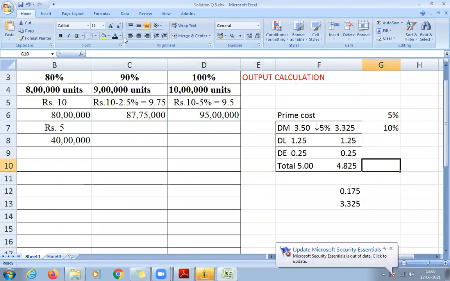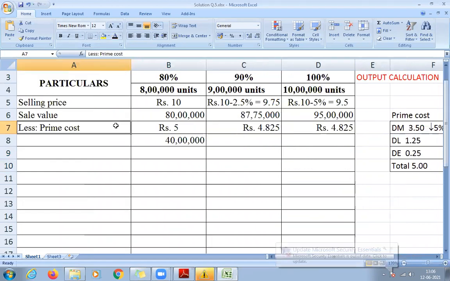So now you write 4.825 in all the columns and multiply with the respective outputs. Calculate 4.825 into 9 lakhs. 43 lakhs 42,500. Next, 4.825 into 10 lakhs is 48 lakhs 25,000. It's very easy to calculate even without a calculator. Clear, students? So we got the prime cost.